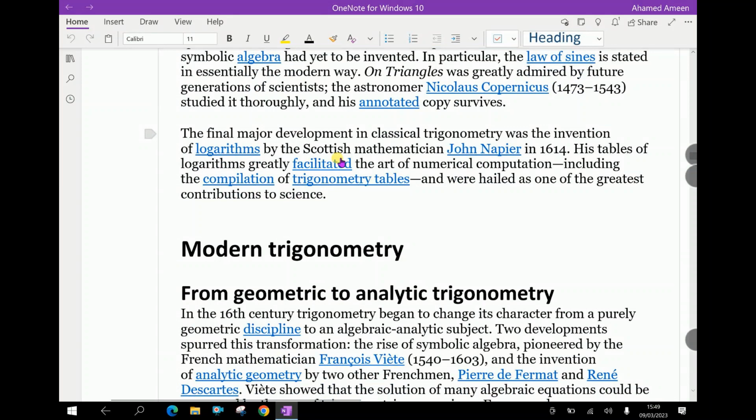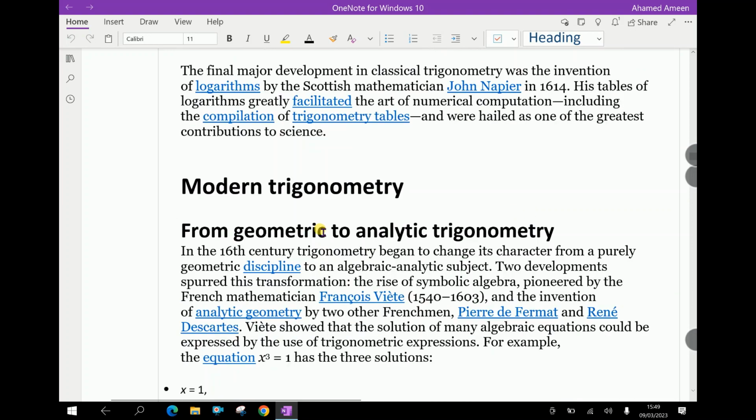The final major development in classical trigonometry was the invention of logarithms by the Scottish mathematician John Napier in 1614. This table of logarithms greatly facilitated the art of numerical computation, including the compilation of trigonometry tables, and was hailed as one of the greatest contributions to the science.